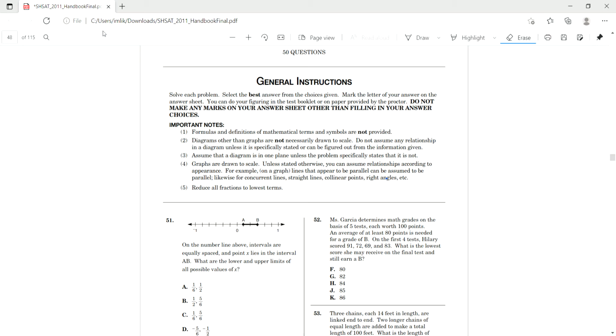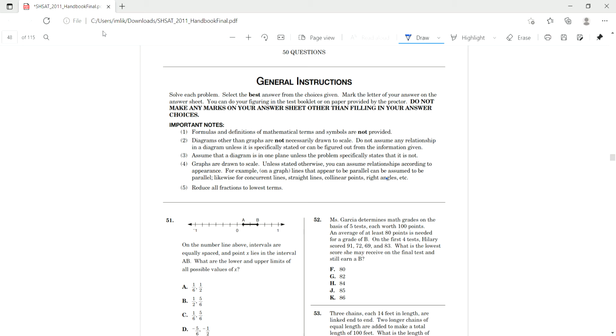I'm going to be on page 48, number 52. It says, Ms. Garcia determines math grades on the basis of 5 tests, each worth 100 points. An average of at least 80 points is needed for a grade of B. On the first 4 tests, Hillary scored 91, 72, 69, and 83. What is the lowest score she may receive on a test and still earn a B?